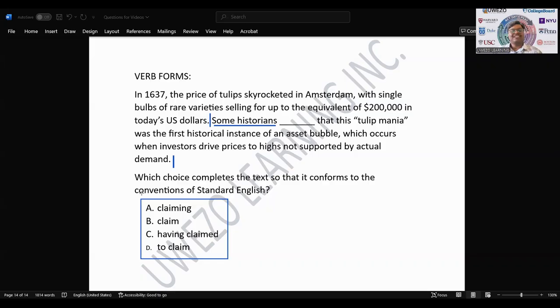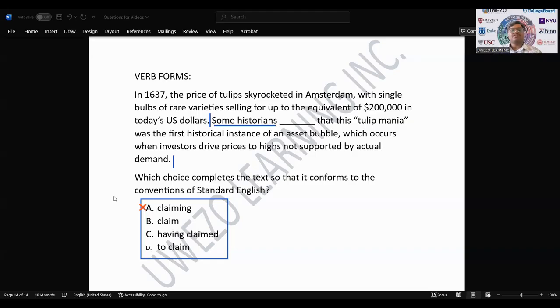Option A says claiming. Claiming is a non-finite verb. If you want to say some historians claiming, that is not a finite verb. If you want to make it finite, you have to make it some historians are claiming, but the word are is not there, so we cannot take this as our answer. Option A is out.